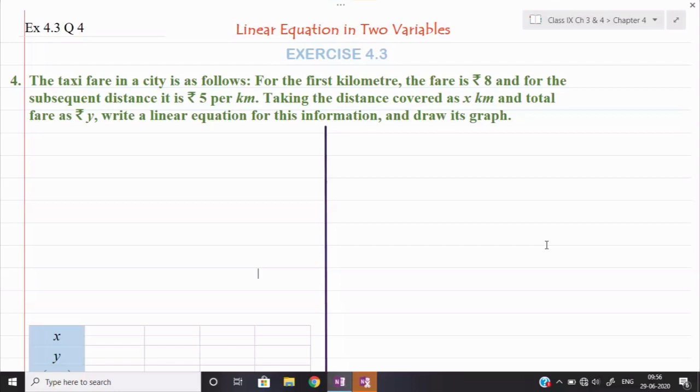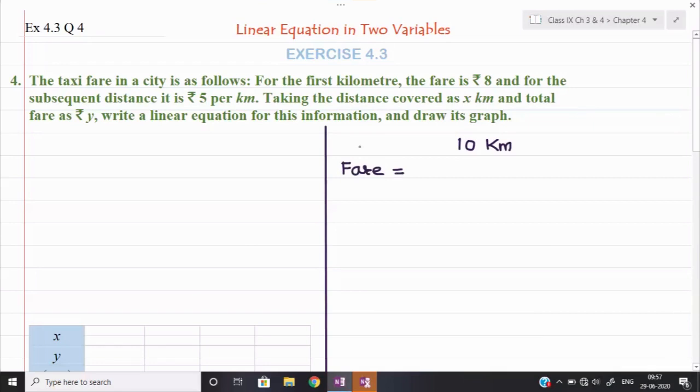equation for this information. Before I make a linear equation, we shall calculate some sample values. For example, suppose I say you have covered a total distance of 10 kilometers. Now I want to calculate the fare. So if I want to calculate the fare, how will I calculate it here?